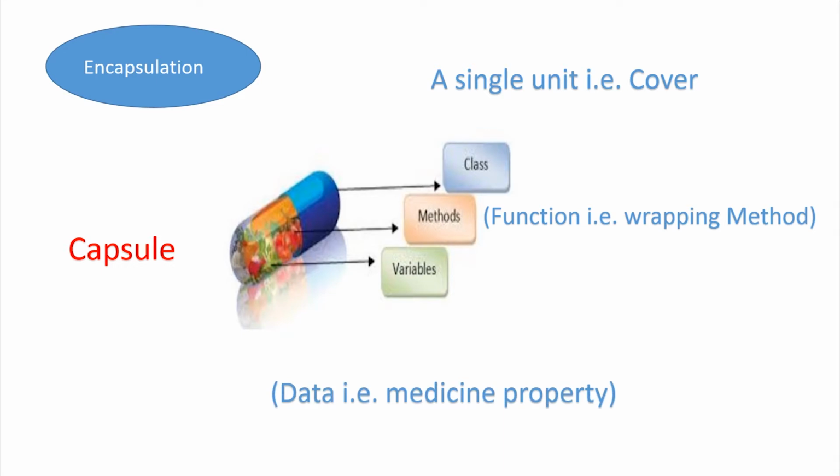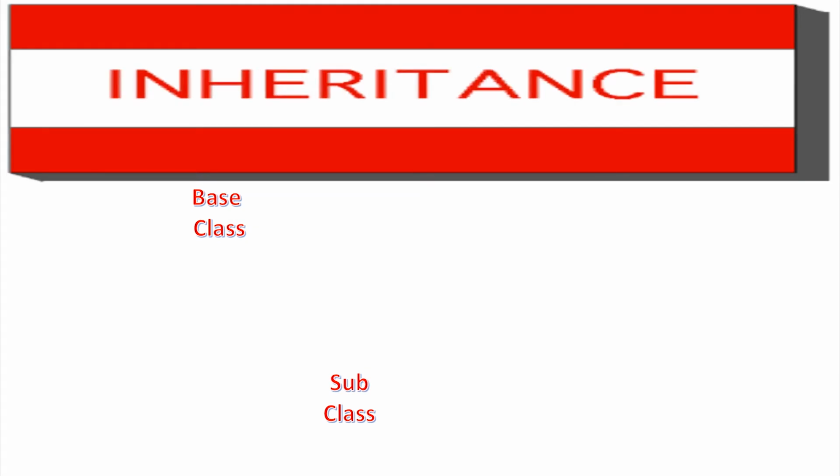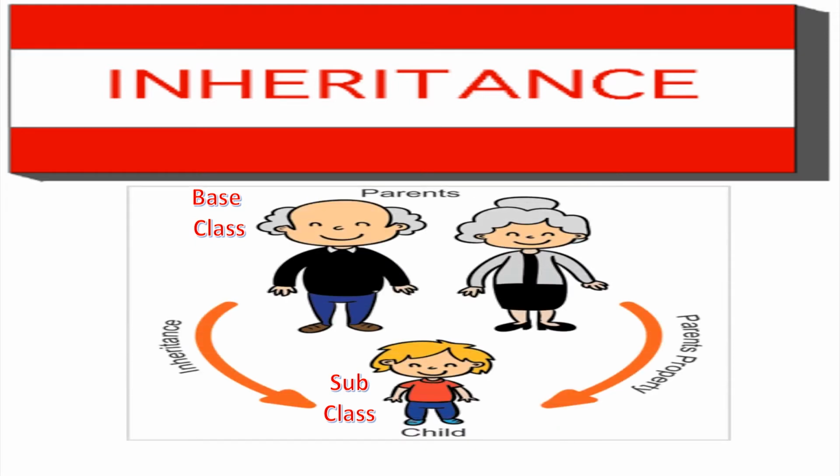Inheritance. In this, the object of one class, that is subclass, can inherit, that is acquire, the properties of objects of another class, which is called the base class. For example, children inherit some features from parents. Here, parents are the base class and children are the subclass.